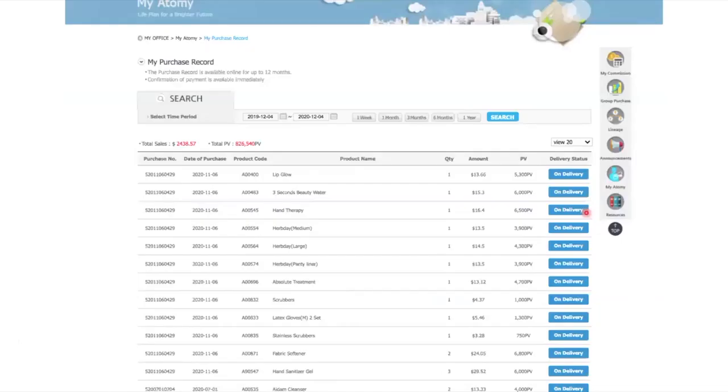You can see everything that you have purchased in the past 12 months or 1 year. It has a breakdown of the purchase number. It'll tell you what day you purchased those items, and it's very detailed. It'll tell you individual products, cost for those products, the PV you received for each of those products. And you can see from December 4th, 2019 to December 4th, 2020, I have ordered a total of $2,438.57 worth of product. That has a total accumulation in 1 year of 826,540 PV. Those have gone towards my personal PV.